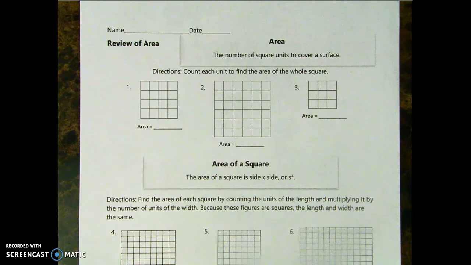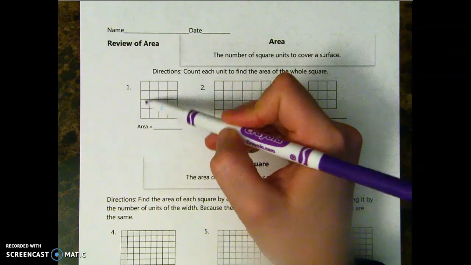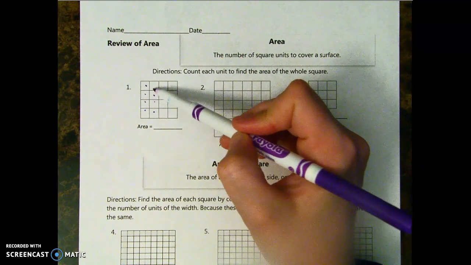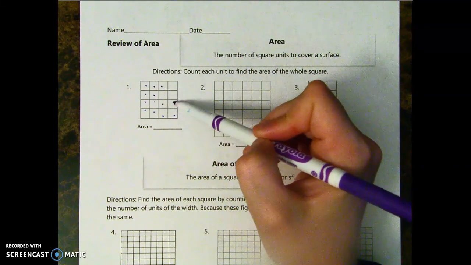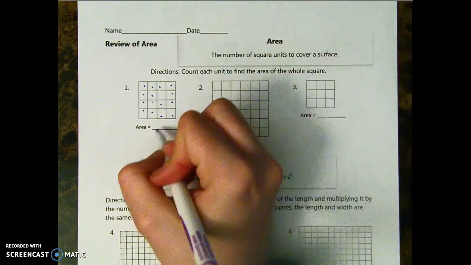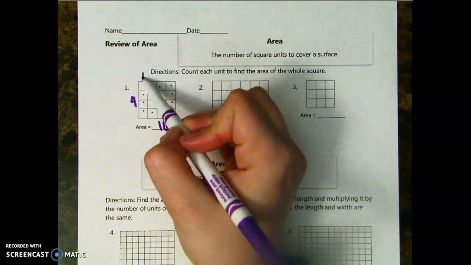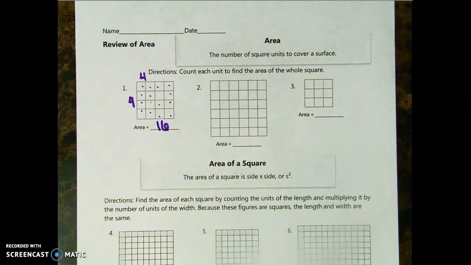So as we look at number 1, I can count up my individual squares on the inside. 1, 2, 3, 4, 5, 6, 7, 8, 9, 10, 11, 12, 13, 14, 15, 16. Or to find the area, you can also count your outside. So 4 by 4. And then we knew from our perfect squares that 4 times 4 is 16.